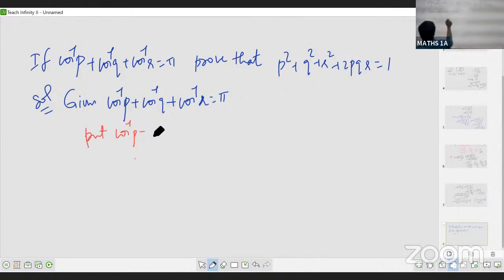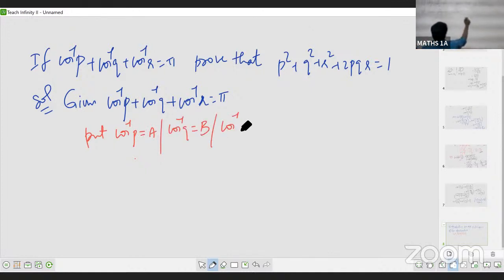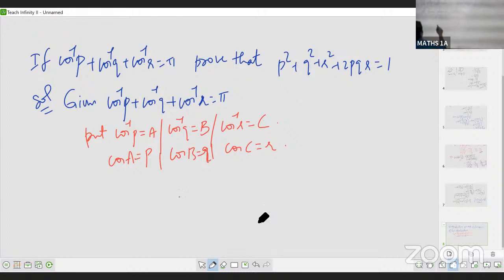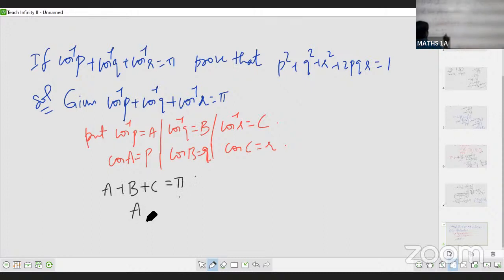Now, cos inverse p equal to A, cos inverse q equal to B, cos inverse r equal to C, and cos A equal to p, cos B equal to q, cos C equal to r. Then A plus B plus C equal to π. So A plus B equal to π minus C. This is A, this is B, this is C.